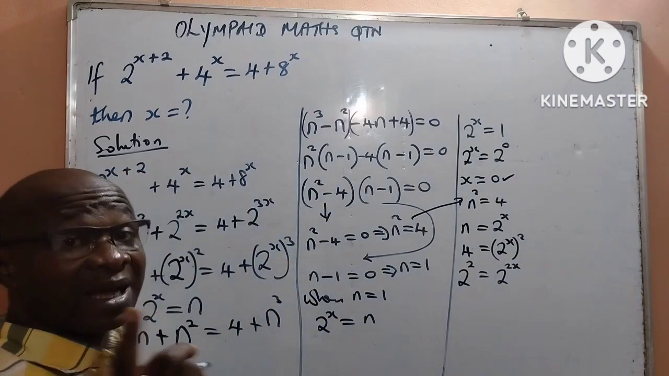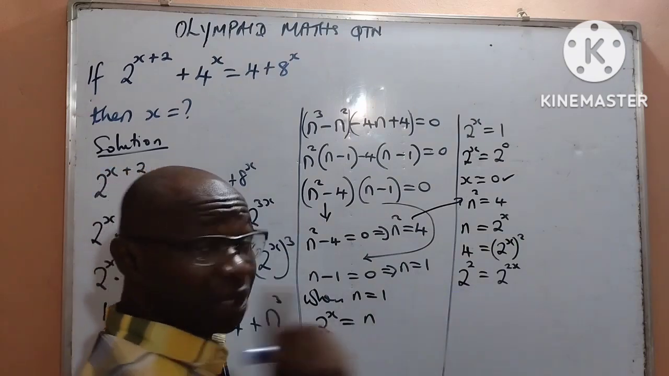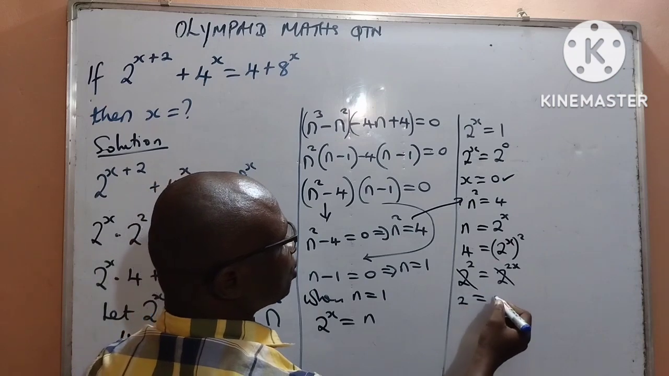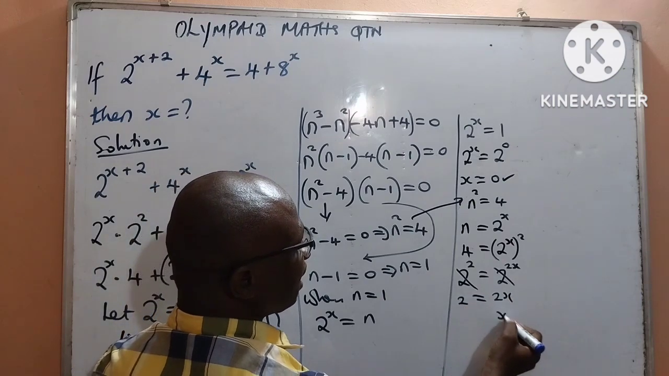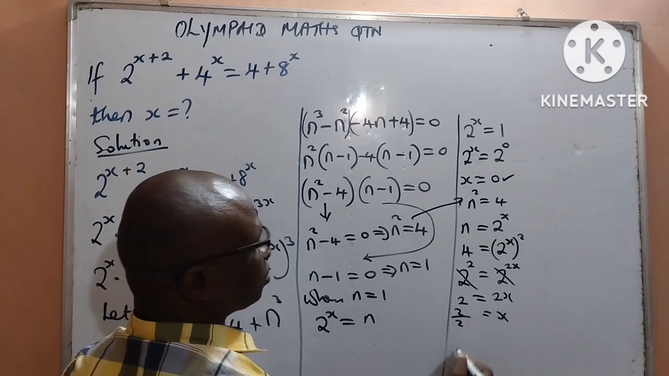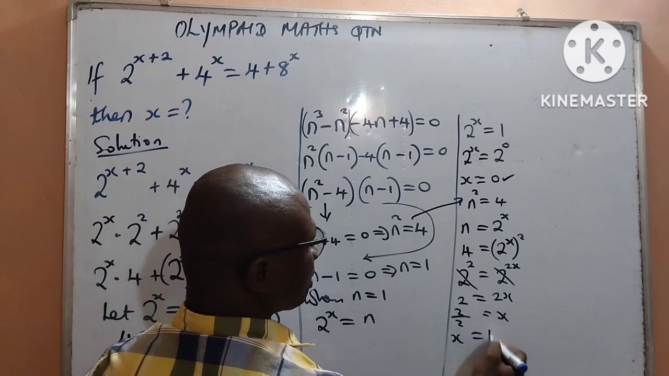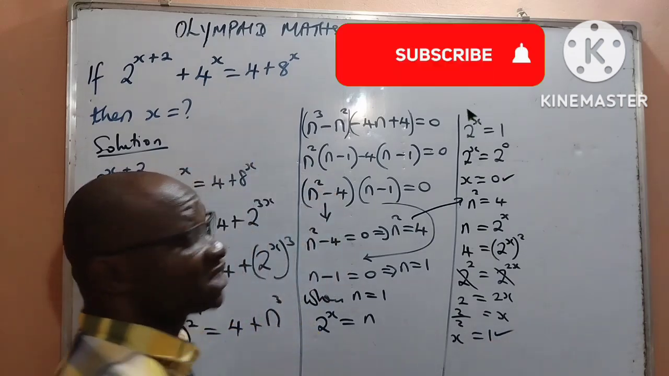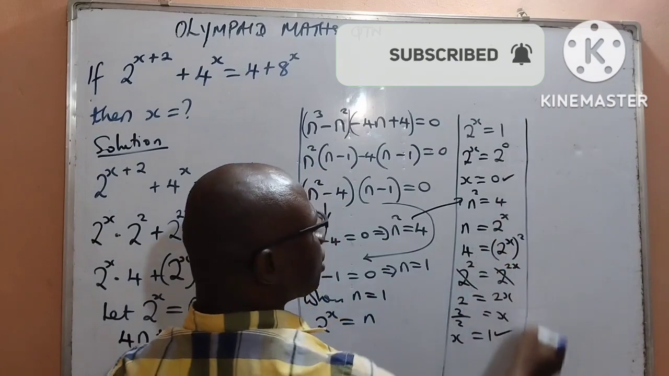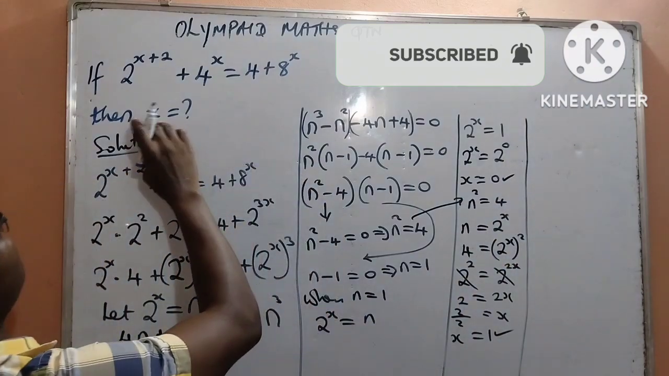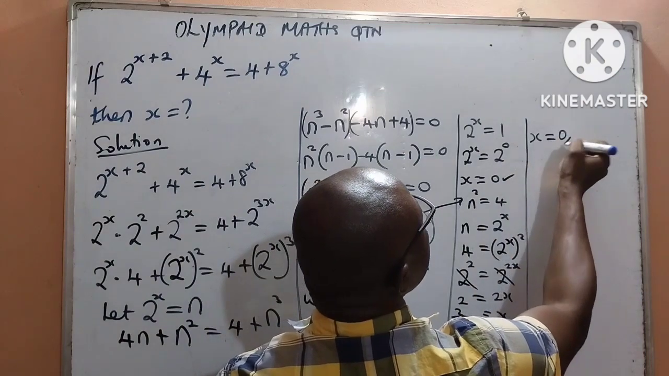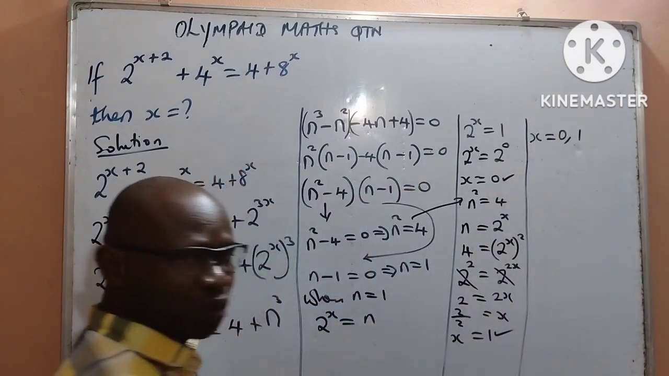And now that the bases are equal, I can now cancel out the base and then write that 2 is equal to 2x, implying that my x now will be equal to 2 divided by 2. Therefore, x is equal to 1. Second answer for the value of x. Therefore, in conclusion to this question, we have actually gotten the values of x: the first value of x is equal to 0 and the second value is 1.